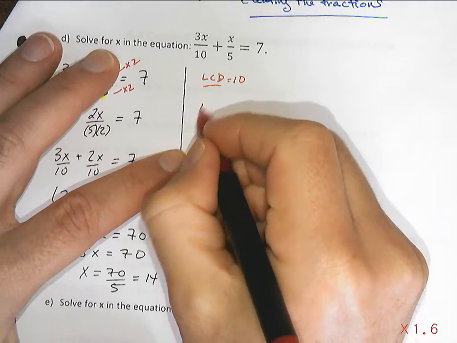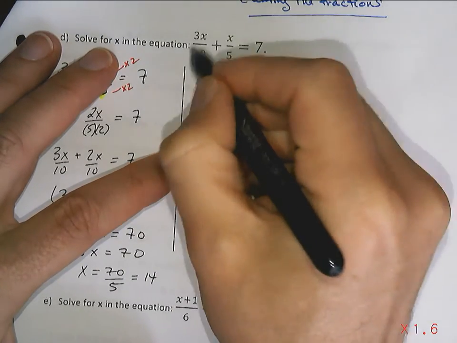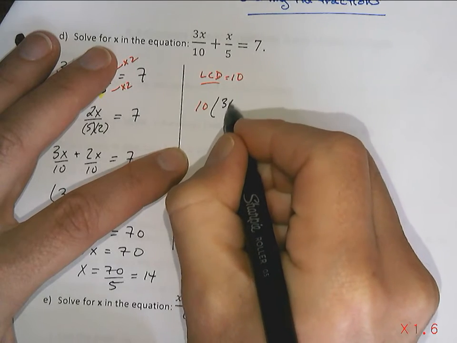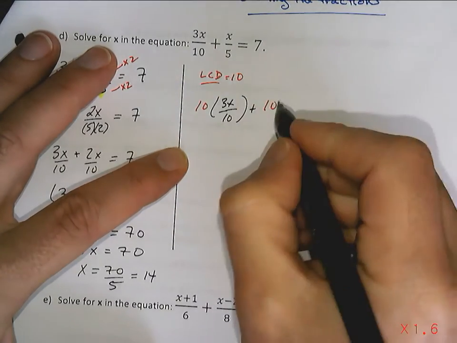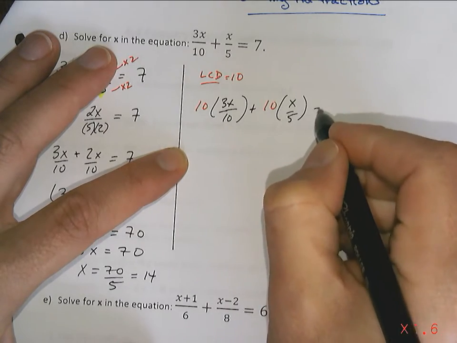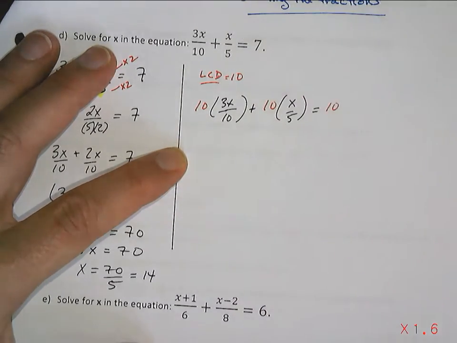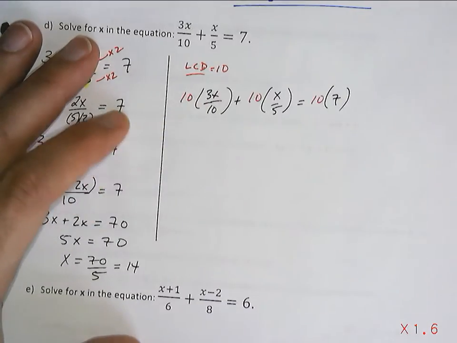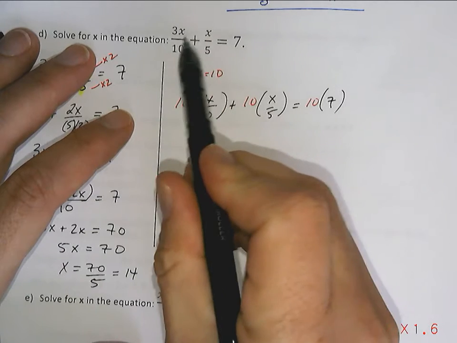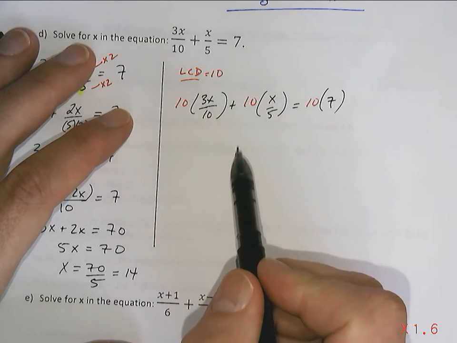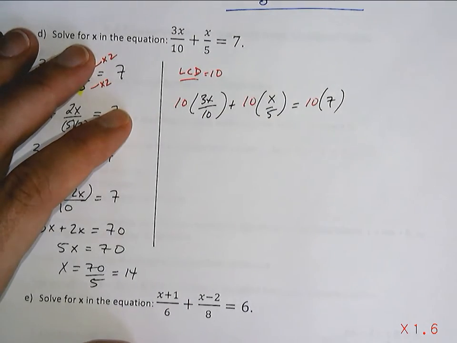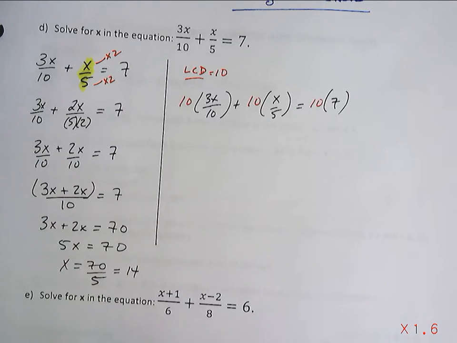This is what happens. If I multiply this side by 10, it's the same as multiplying 3x over 10 by 10. And it's the same as multiplying x over 5 by 10. And it's the same as multiplying 7 by 10. So really, what I've done here is I've multiplied both sides of the equation, the left-hand side, which was the first term and the second term, by 10, and I've multiplied the right-hand side by 10. Does that make sense to everyone what I did? I've kept the equality, right? Because what I did to the left-hand side, I did to the right-hand side.